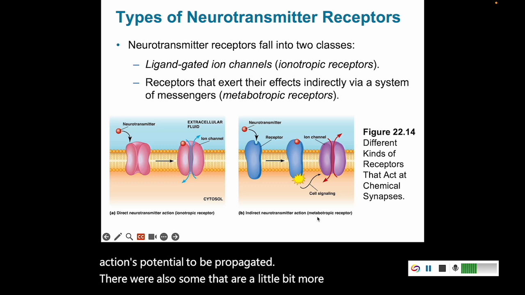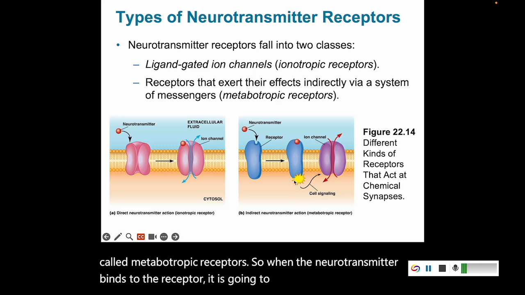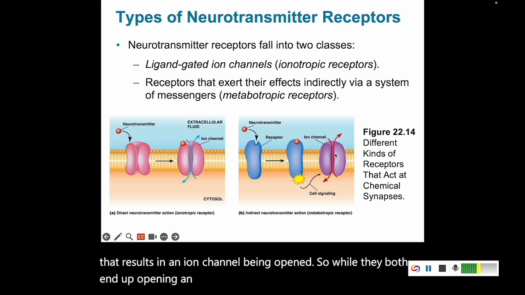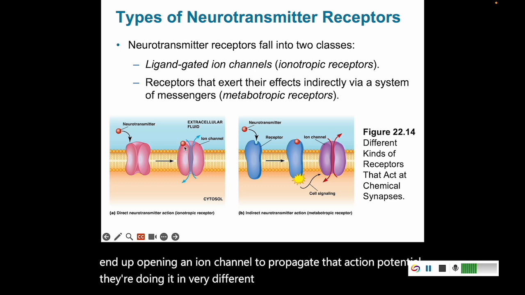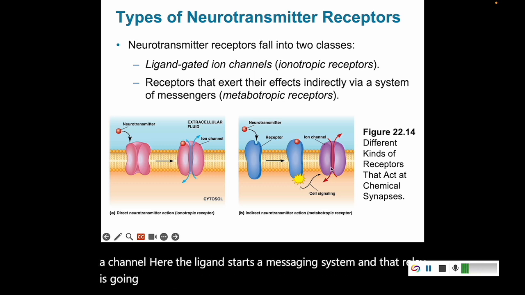They're called metabotropic receptors. So when the neurotransmitter binds to the receptor, it is going to activate a signaling cascade that results in an ion channel being opened. So while they both end up opening an ion channel to propagate that action potential, they're doing it in very different ways. Right here, the ligand opens a channel. Here, the ligand starts a messaging system, and that relay is going to open the channel.